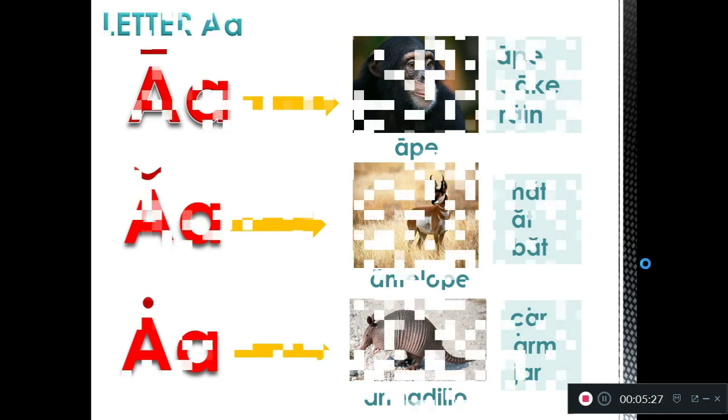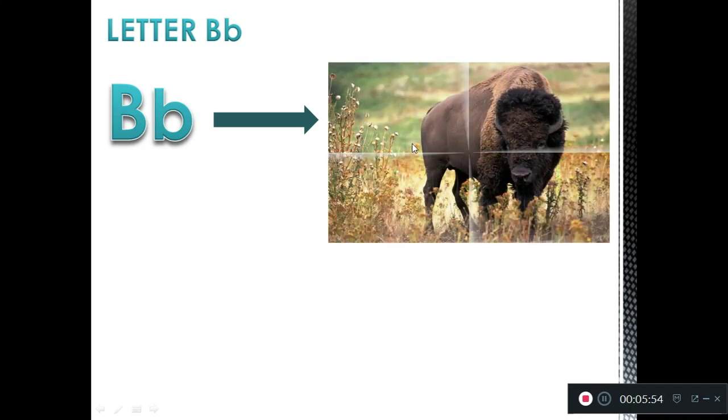So let's go over to the next alphabet, which is letter B. And this letter B is called B. Of course, letter B has only one sound. It doesn't have any other sound like in the letter A. But this one is B. So these are words under B. This huge looking beast here is called a buffalo. A buffalo.